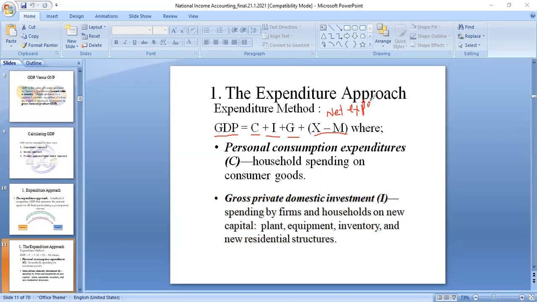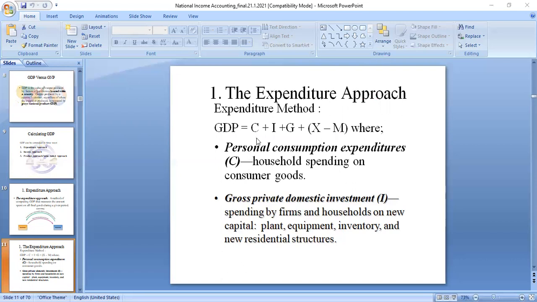In other words, net exports means exports minus imports, the value we get when we subtract imports from exports. It could be a negative value or a positive value. Of course, if the exports are greater than the imports, we shall have a positive net export value. And if the imports are greater than the exports, we shall have a negative value, which is not a good position for any economy, right? So that is the expenditure method.